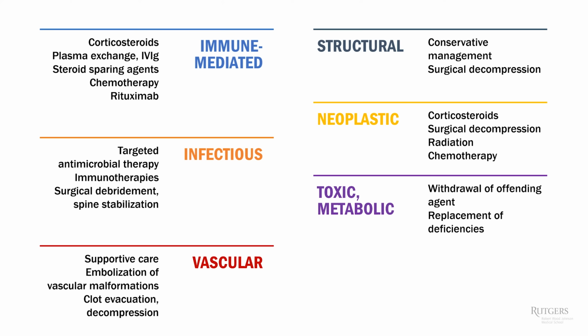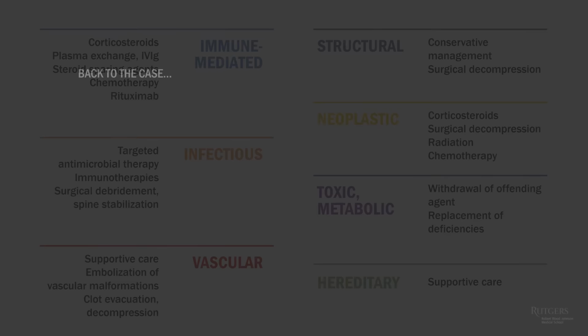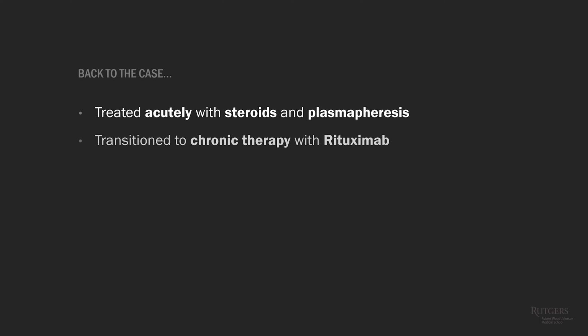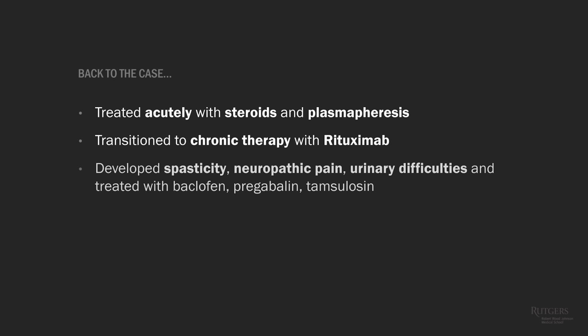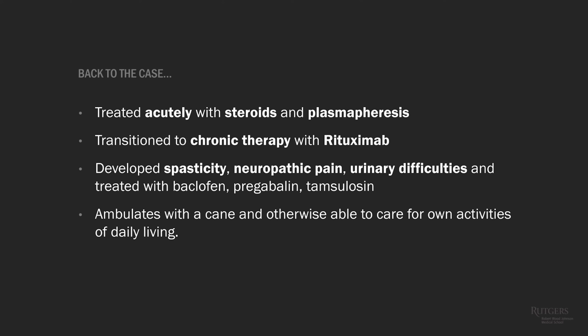And finally, for hereditary causes, largely it's supportive care, but gene therapy is showing some promise in certain disorders. So our patient was treated acutely with steroids and plasmapheresis. She eventually transitioned to chronic therapy with rituximab. She unfortunately developed spasticity, neuropathic pain, and urinary difficulties, and was treated with muscle relaxants and pregabalin. Now she walks with a cane and is otherwise able to take care of her own activities of daily living.